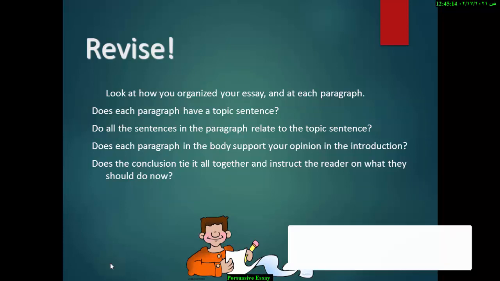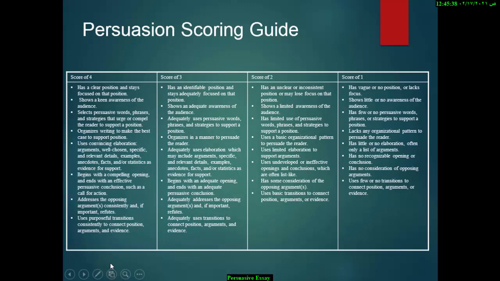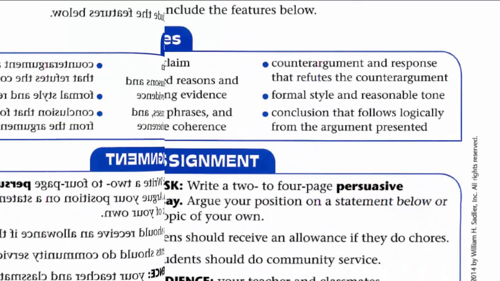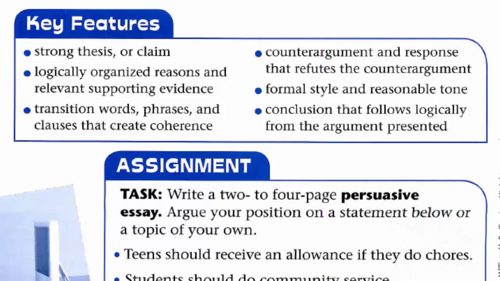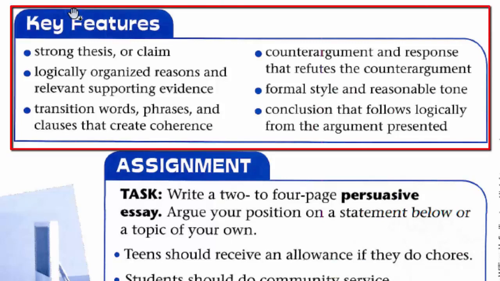This is an example of a persuasion scoring guide. Have a look at the details. How can you get a score of 1, 2, 3, or 4? What are the key features in writing a persuasive essay? Number one is a strong thesis or claim, logically organized reasons and relevant supporting evidence, transition words, phrases, and clauses that create coherence, counter argument and response that refutes the counter argument, formal style, reasonable tone, and make sure that the conclusion follows logically from the argument presented.